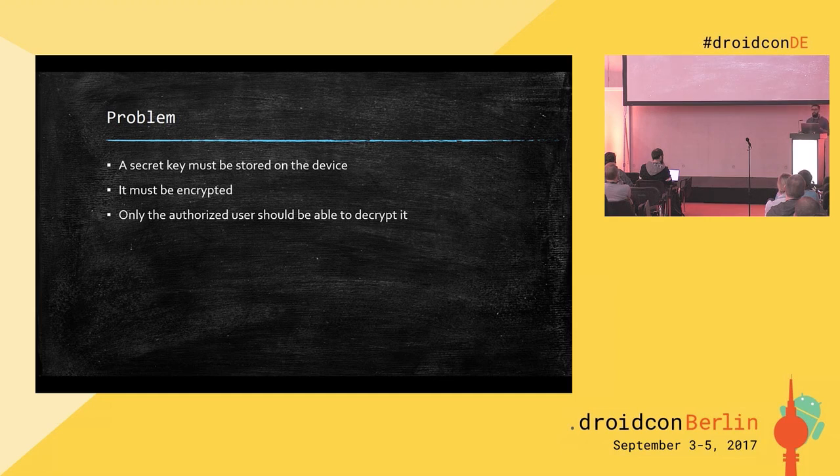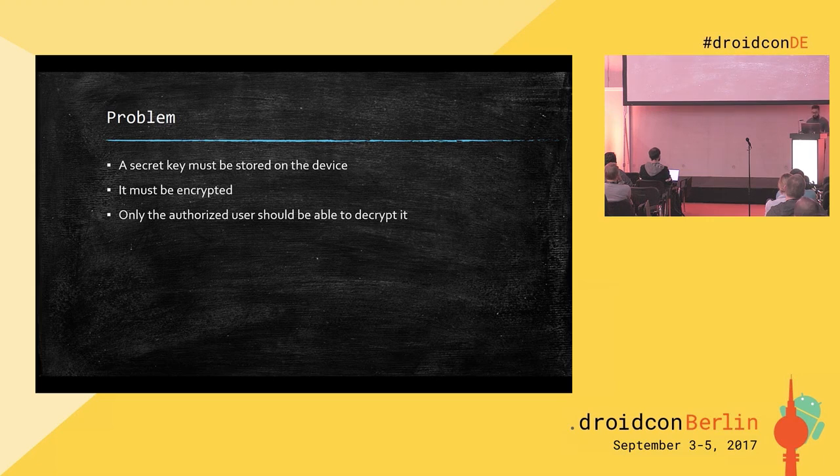The secret key must be encrypted on the device, because if you store the secret key as plain text on the device, an attacker can access it, reproduce the OTP, authenticate to the system and hijack a session, or maybe hijack bank accounts. And that secret key must be decrypted only by the authorized user, by the owner of the account activated on the phone.